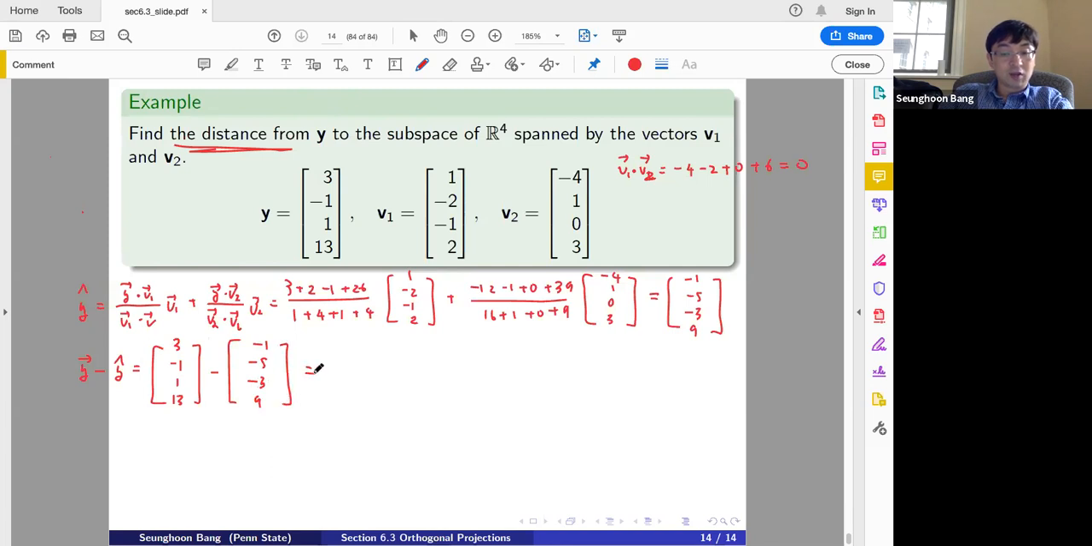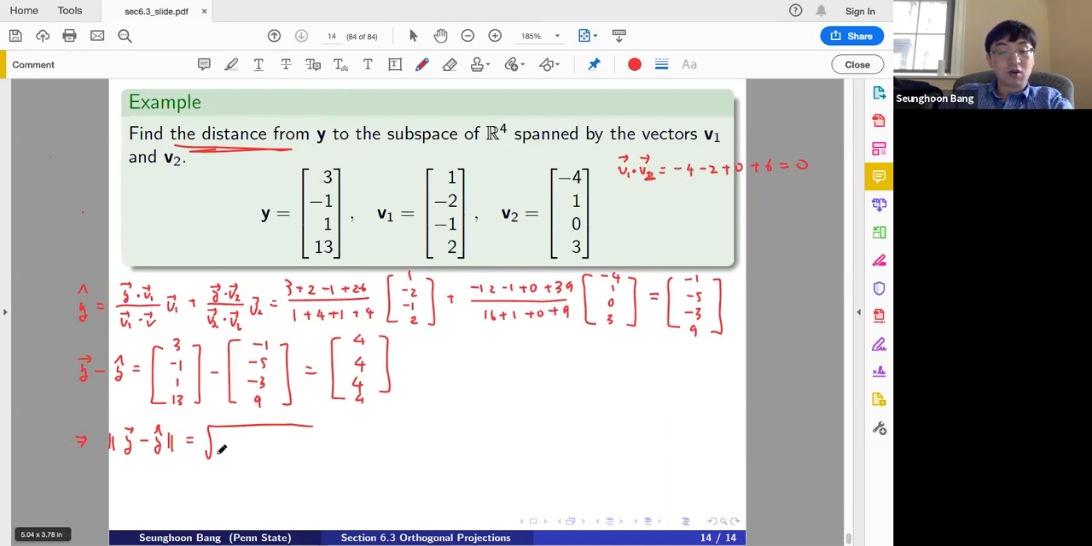And calculate. What's that? This is 3 minus 1 is 4. The -1 minus 5 is 4. The 1 minus 3 is 4. 13 minus 9 is also 4. So we have it. So next, you can find the distance. What's the distance? The norm of y minus y hat. It's the exact distance.